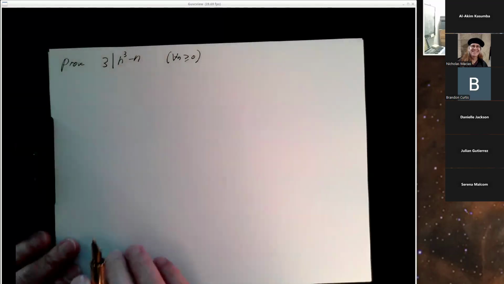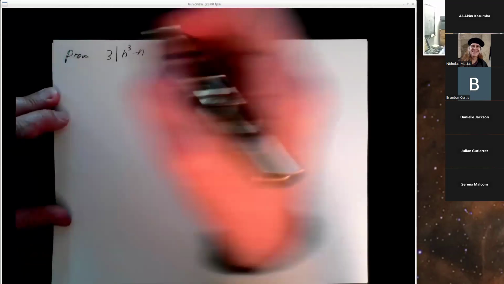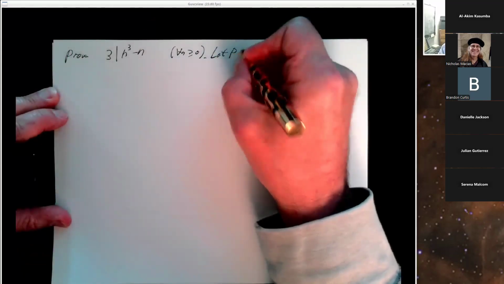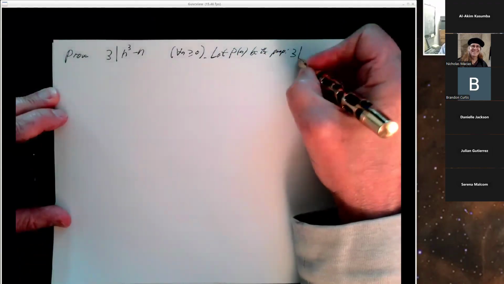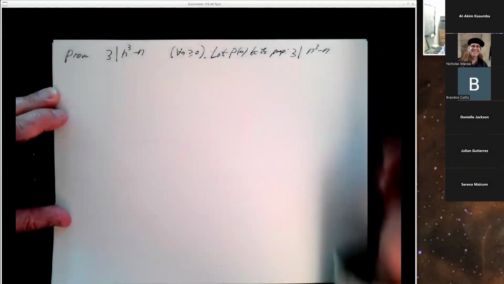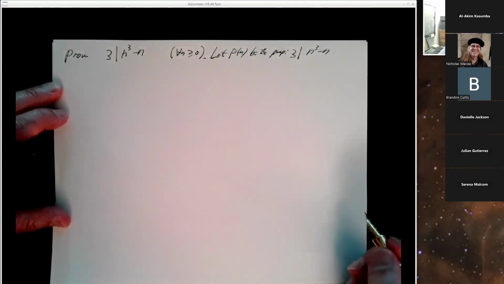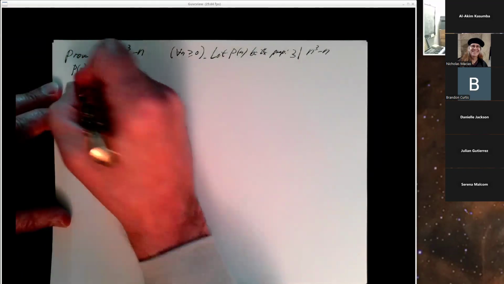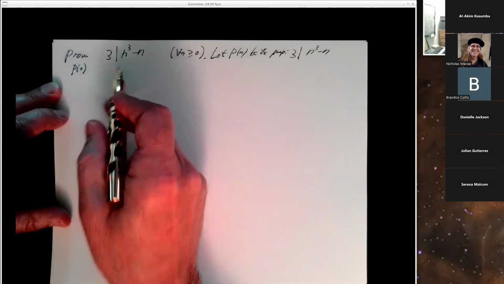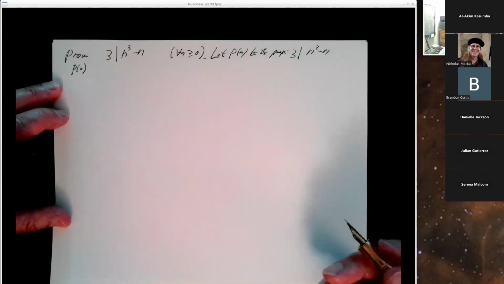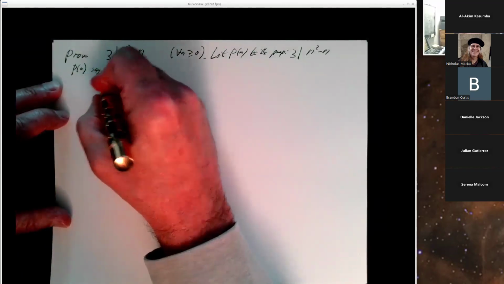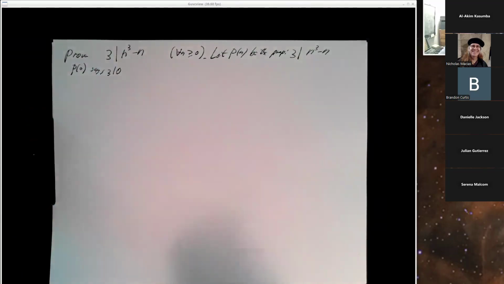So let's try to prove this with mathematical induction. So let P of n be the proposition 3 divides n cubed minus n. All right, P of 0 is the proposition that 3 divides 0 cubed minus 0. Does 3 divide 0? Yes, absolutely. How do we know?